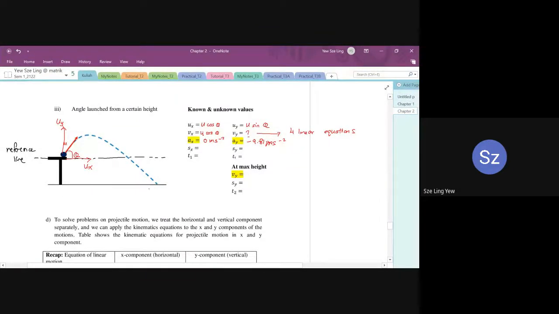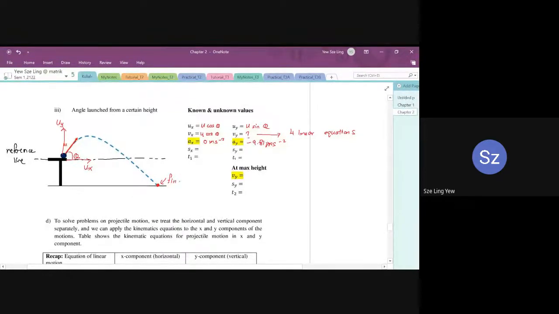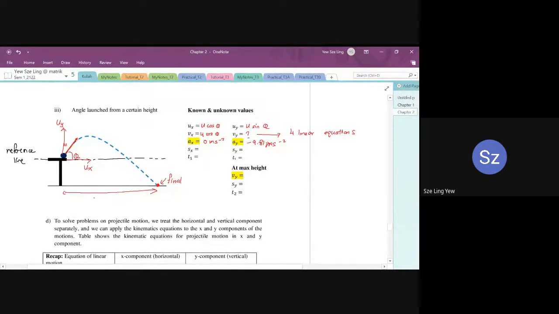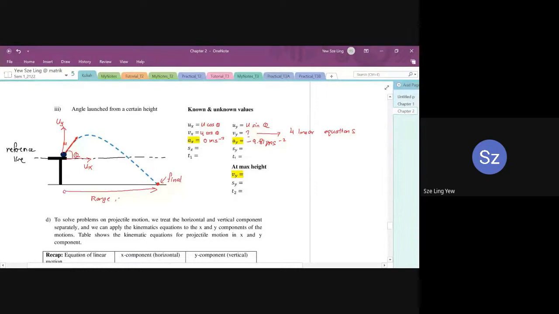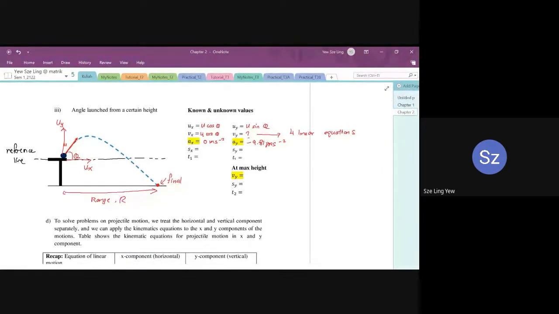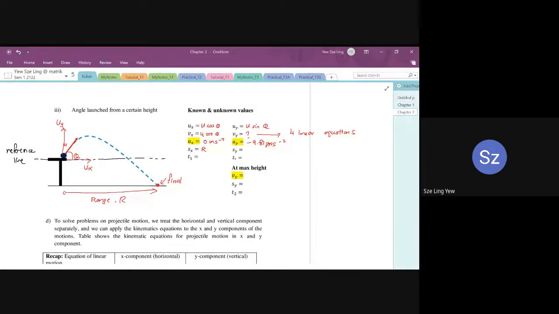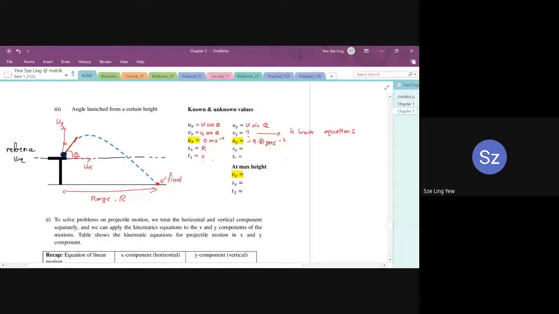And then sx. My final position is here. This is the final position, so my sx is the whole range. This is my range, which is R. So my sx is now R. This one you have to calculate using ut, u times t, so t is an unknown.